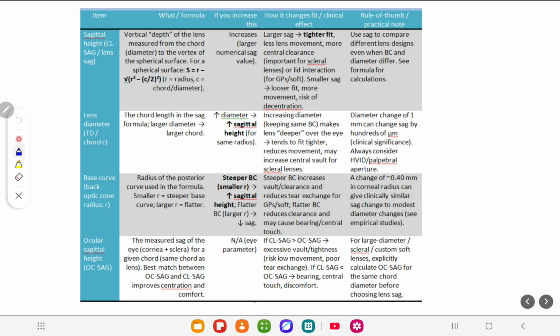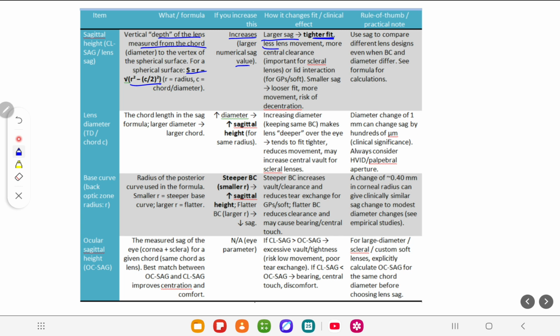So let's talk about sagittal height in one table. Sagittal height, we know, is the vertical depth of the lens measured at the chord of the diameter. We have a formula, yes, we know it. If we increase this, the numerical sag value becomes larger. How does it change the clinical fit effect? The larger the sag, the tighter the fit. That's what I am talking about.